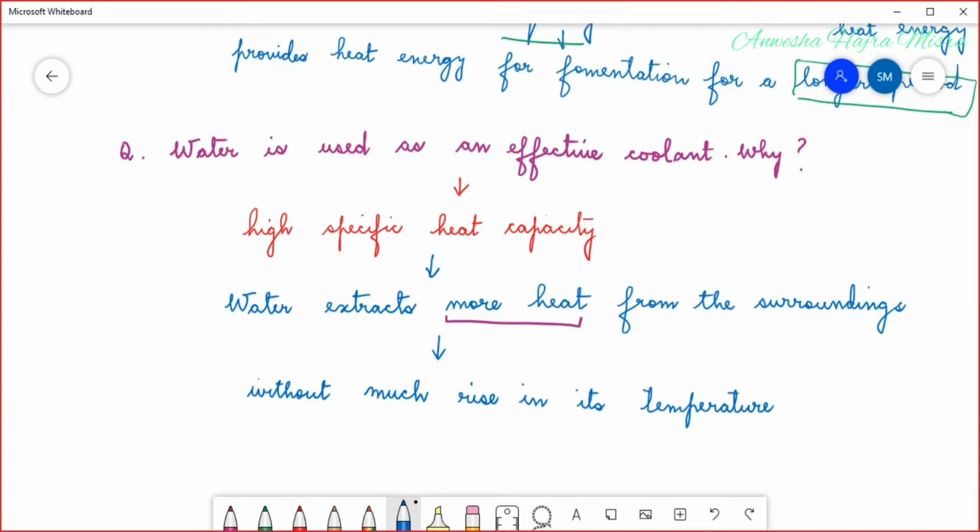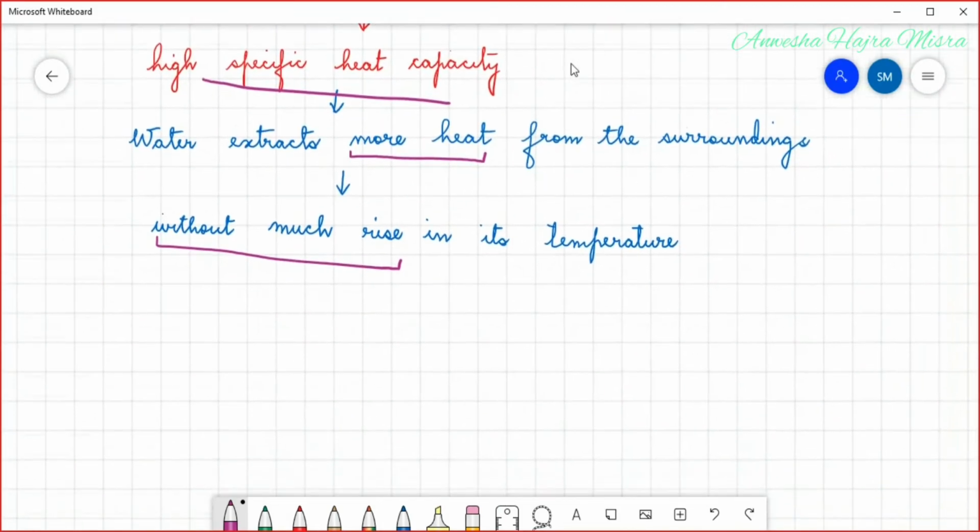So what are the keywords? High specific heat capacity of water, extracts more heat, without much rise. These three words should be there. Water has high specific heat capacity, extracts more heat from the surroundings without much rise in its temperature. So these types of questions should be answered with the keywords only.